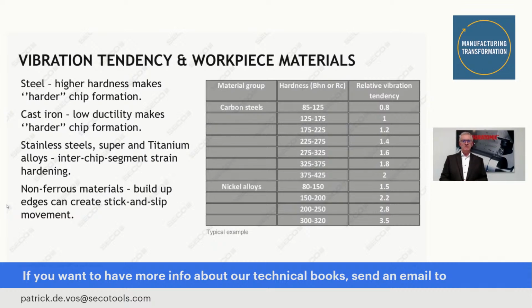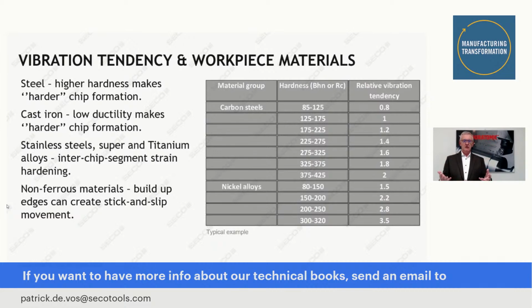What you see in the table here is just two examples: carbon steels and nickel alloys. In the carbon steels, you see ranges for hardness. If you see the softer carbon steels with hardnesses below 125 Brinell, or let's say below 175 Brinell, the relative vibration tendency, the risk that micro vibrations appear, is basically 1, no risk. However, if you take a carbon steel with a hardness of, let's say, 400 Brinell, it's 2. You have twice as much risk that there are micro vibrations.